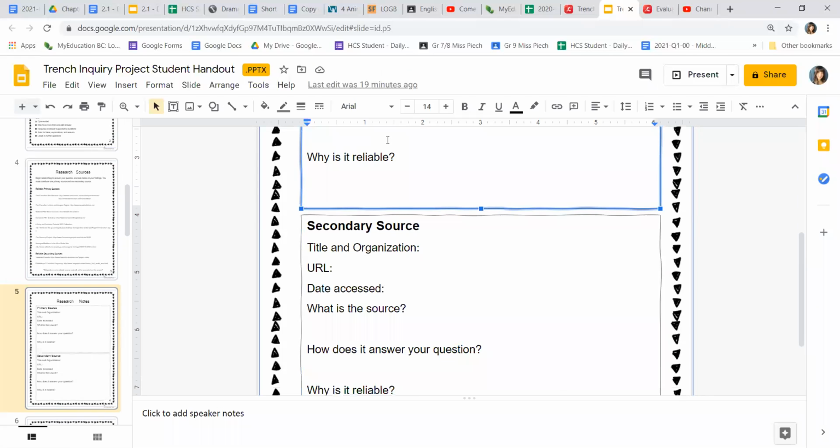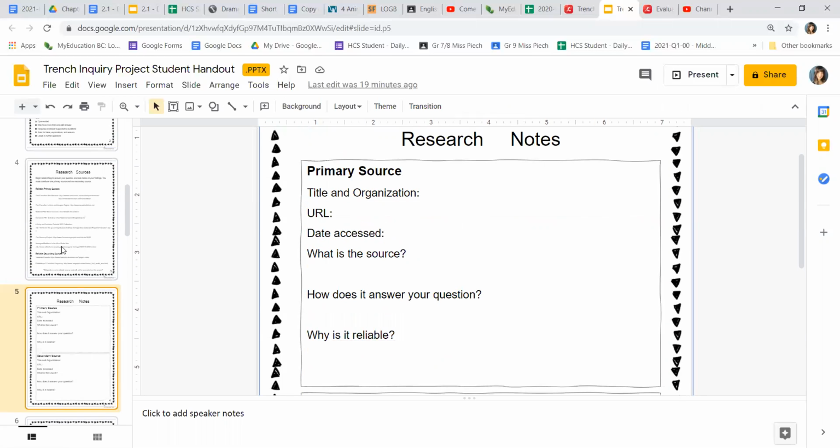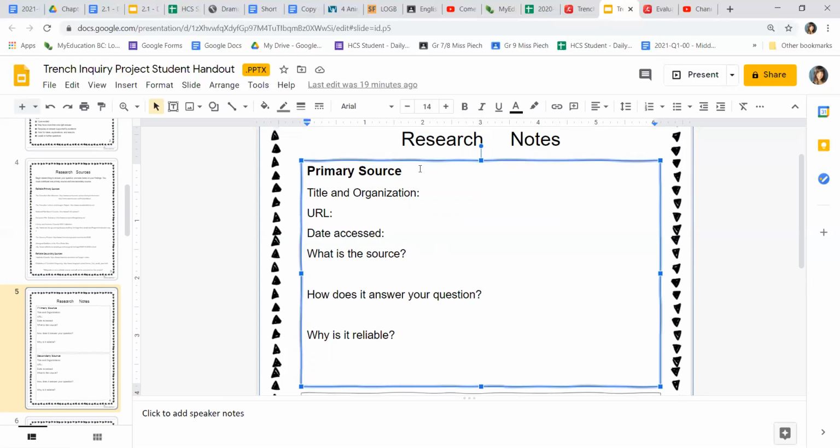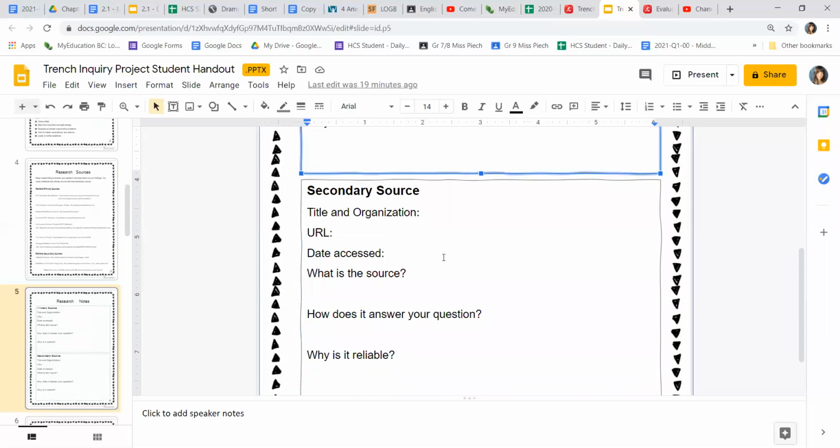Now obviously it only has one primary and one secondary source page here. If you want more of these pages, you're going to click on that, right click, and duplicate the slide. That will give you more of the exact same slide, so you can do that a few times. That way you have lots of pages with room to put down your notes for a primary source as well as for a secondary source.